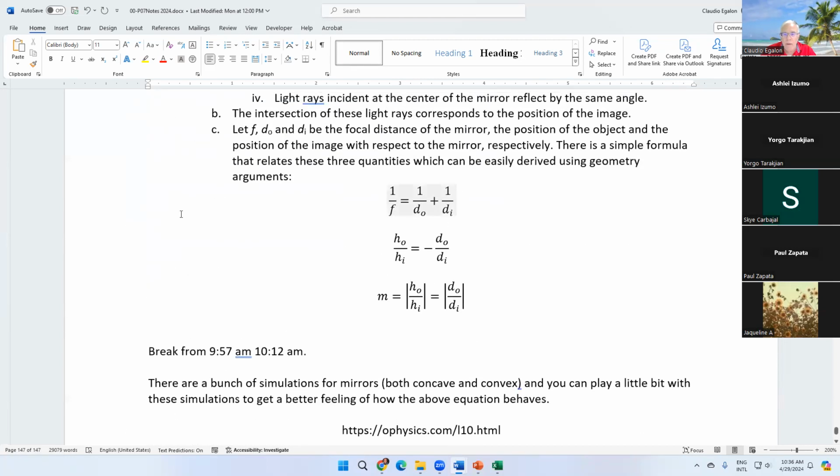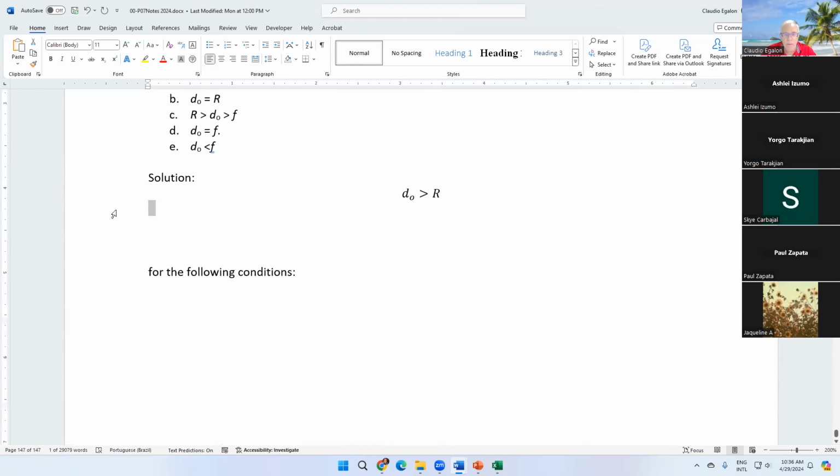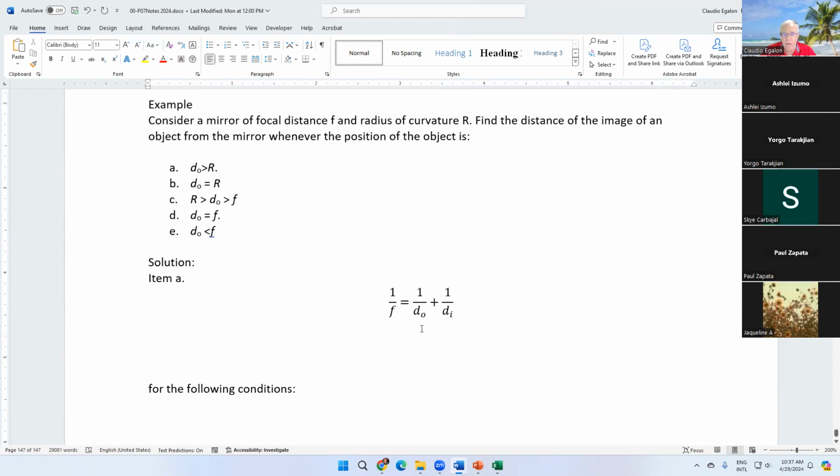Let's get the equation right in here. Okay, that's the equation that we want to do. We're doing that for item A. Item A. Okay. d_o is greater than R. Let's not forget that F is R divided by 2, right? So I'm going to write it down. R divided by 2. So we get 2 here upstairs, R downstairs. And we want to find out d_i.